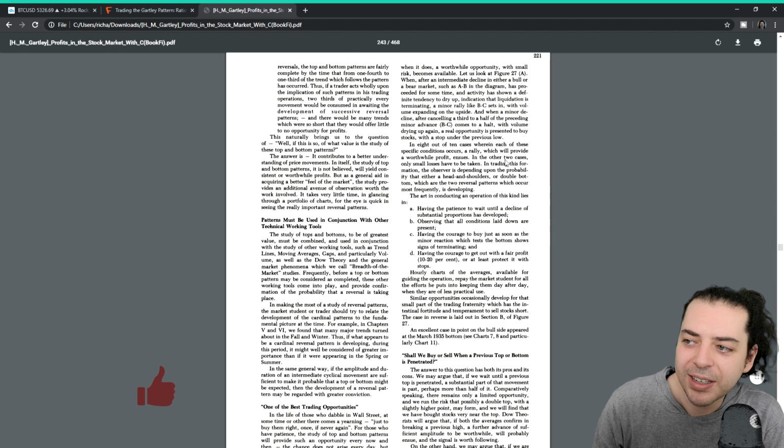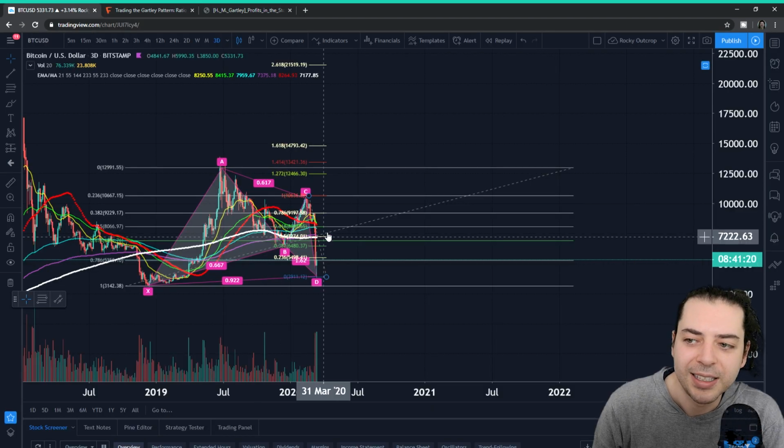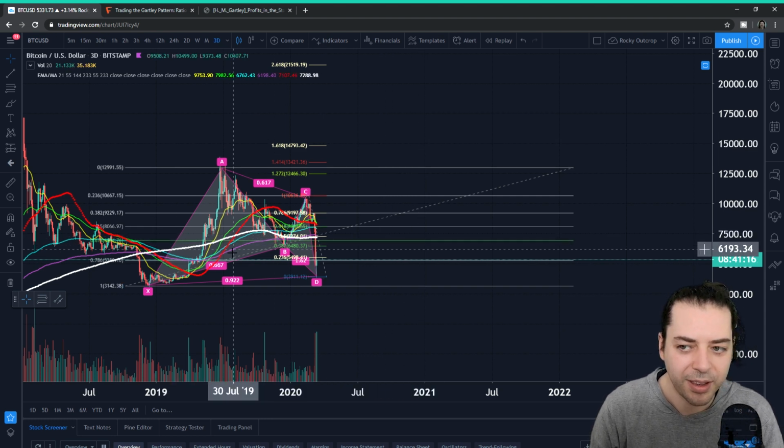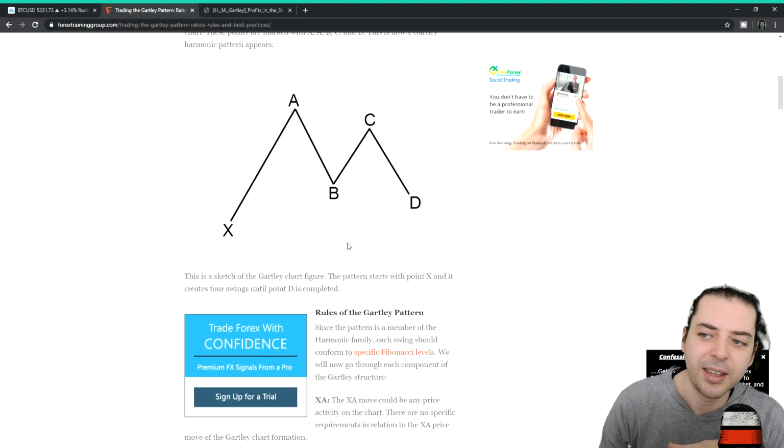Moving on, in 8 out of 10 cases when each of these specific conditions occurs, a rally which will provide a worthwhile profit ensues. You know, and the other two small losses would be taken. In trading this formation, the observer is depending upon the probability that either head and shoulders or double bottom, which are the two reversal patterns which occur most frequently, is developing. So again, you're looking to see these things develop potentially into another actual bottom pattern rather than this thing itself.